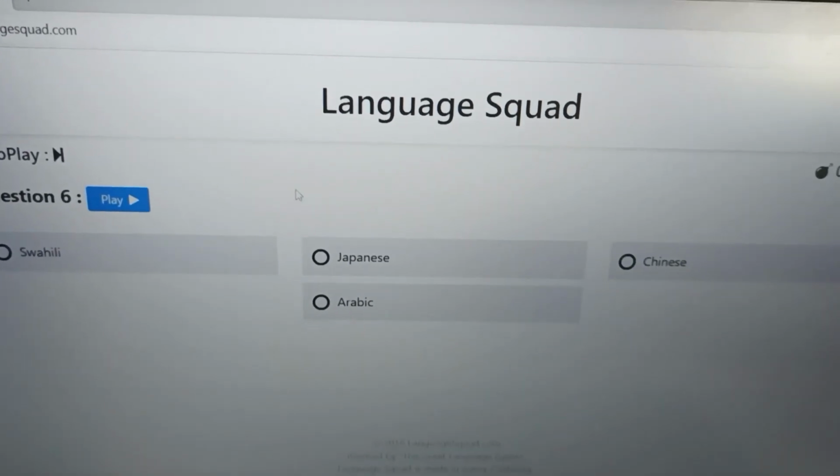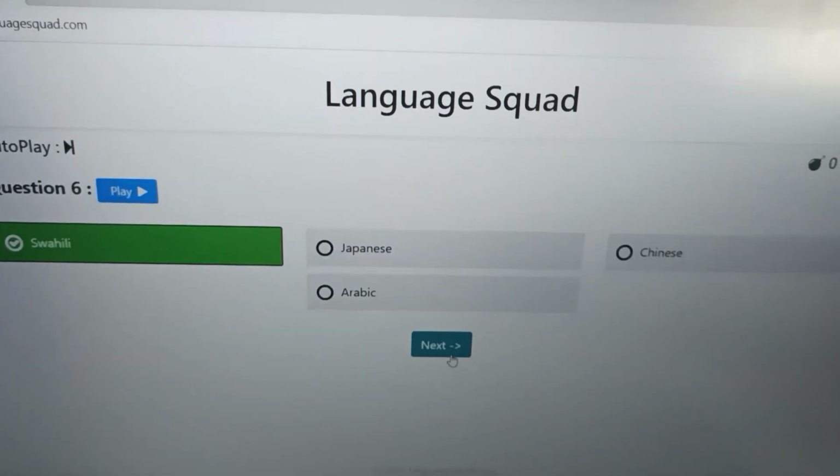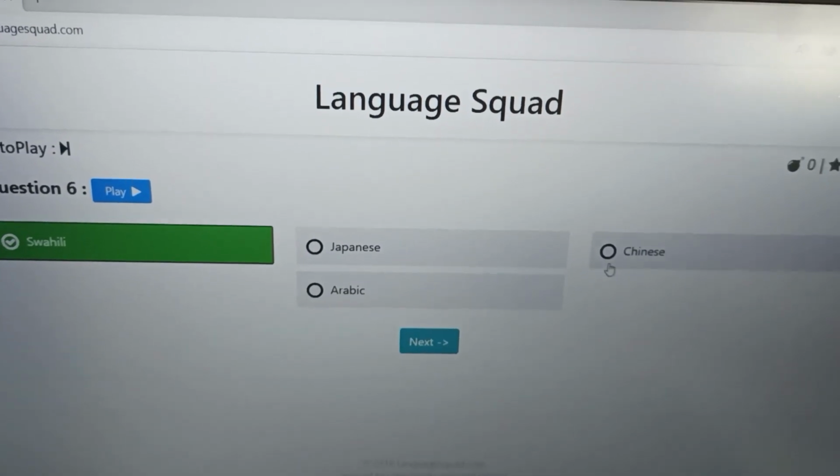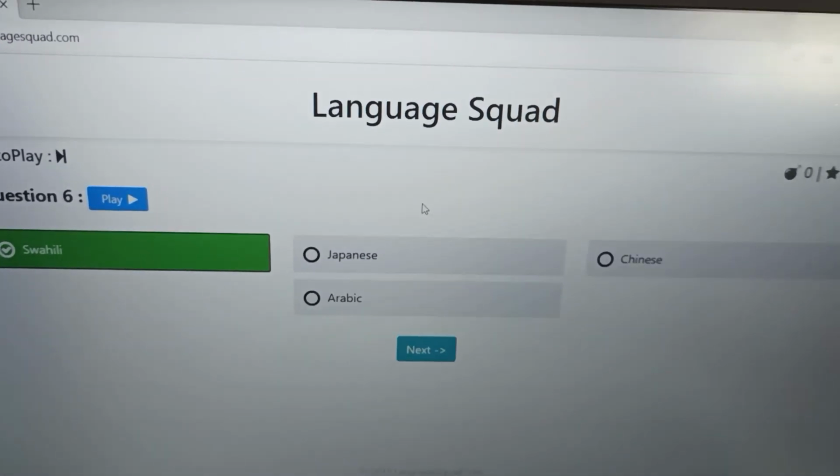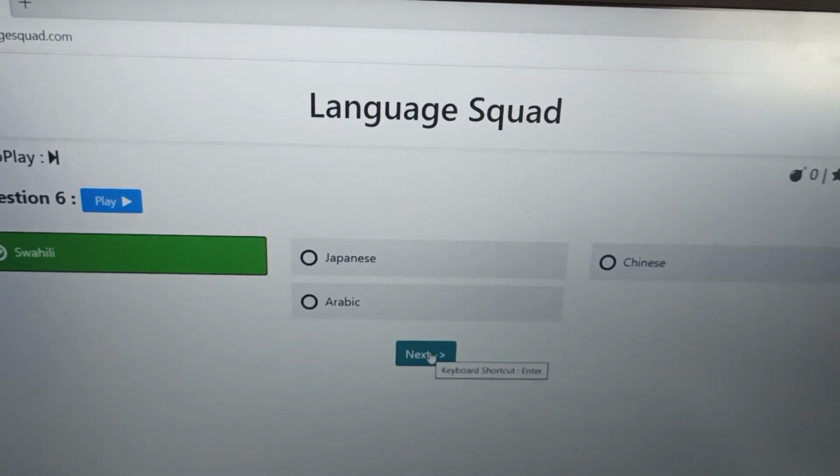I'm not familiar with Swahili, but this is Swahili, because Chinese sounds different. Japanese we heard already, so as Arabic.